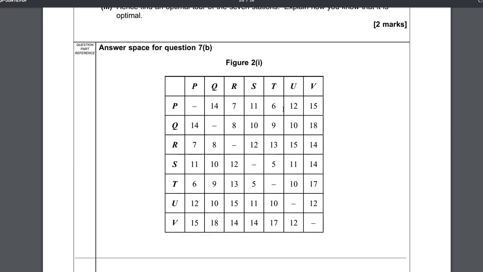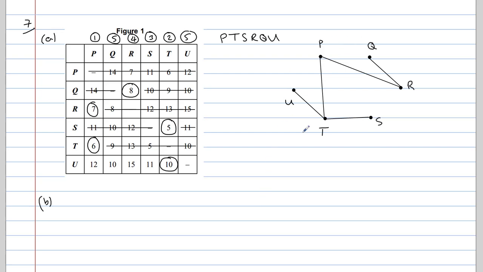Notice that in figure 2 it's exactly the same table as before, just with an extra row and column for V added. So when it's asking us to find a lower bound by removing V, we essentially end up doing Prim's on exactly the same table as we did in part A. So we may as well just use our answer here for this part.